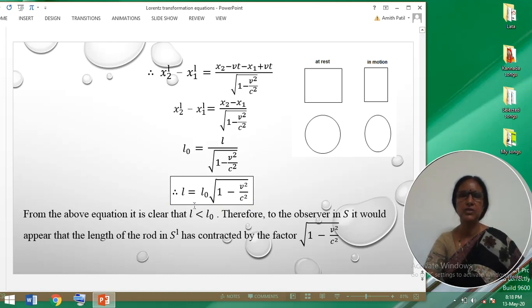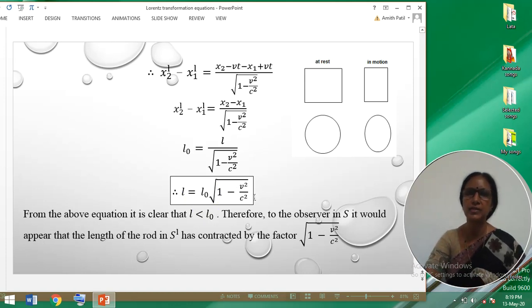From this equation, it is clear that L is less than L0. That means if we measure the length of the rod from the frame S, it appears to be contracted by a factor root of 1 minus v square by c square along the direction of motion. We have considered the direction of motion as x direction. Therefore, the length gets contracted along the x direction.